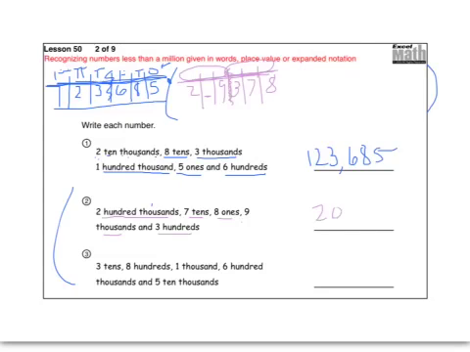So our answer is going to be 209,378. If you missed that, go ahead and fix it. And then let's go over our last one here, number 3. I'm going to make like that. There's my 6 places.